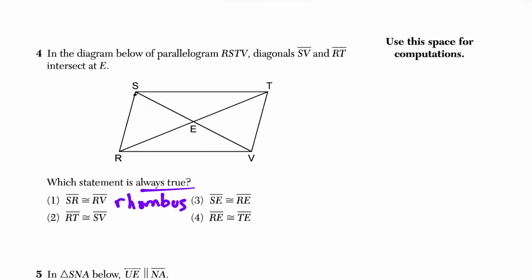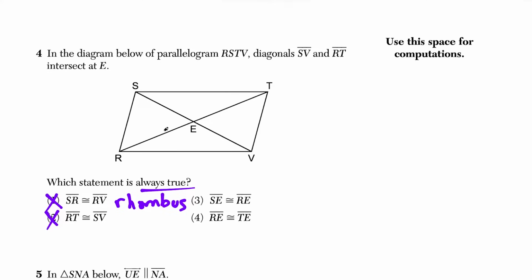And what you could do is just look at the picture. The way this parallelogram was drawn, I think it's visually obvious that SR looks shorter than RV. So here's at least one case where this is not true. So choice 1 is out. Next, we have RT is congruent to SV. This statement is not always true.